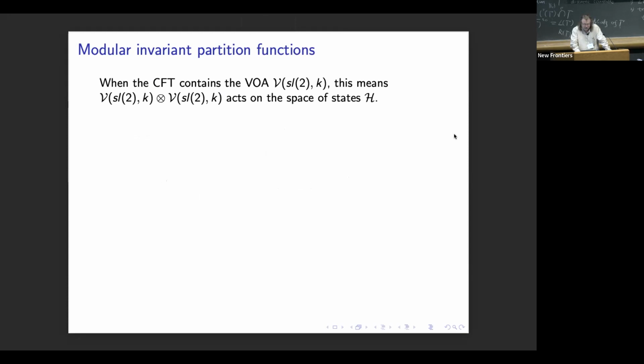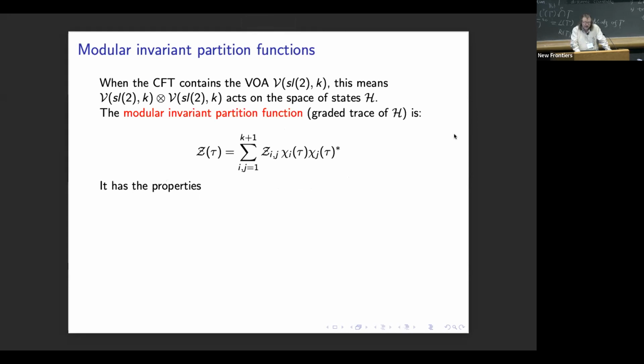So I'm just trying to explain how to think about how Cappelli-Itzykson-Zuber thought about this question. You get these two chiral algebras acting on your space of states for your conformal field theory, and so your state space is going to decompose into a sum of these finitely many representations.